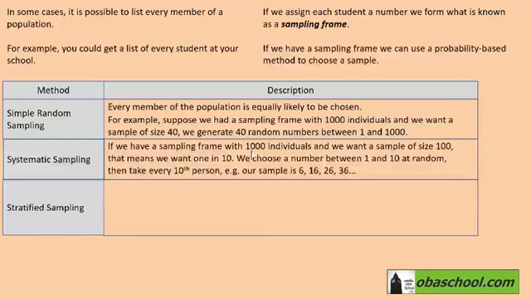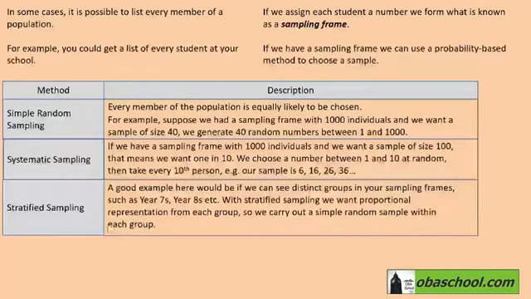If we have a sampling frame with 1,000 individuals and we want a sample size of 100, that means we want 1 in 10 of the individuals to be in our sample. What we do with systematic sampling is we choose a number between 1 and 10 at random and then take every 10th person from there. In other words, in this example here, I've generated 6 as my random number, and then I just count every 10th person from there. So 6, 16, 26, 36.